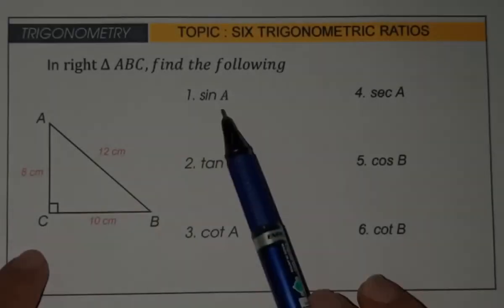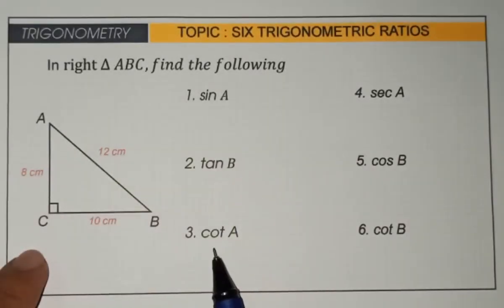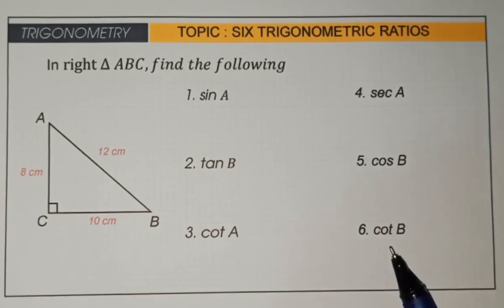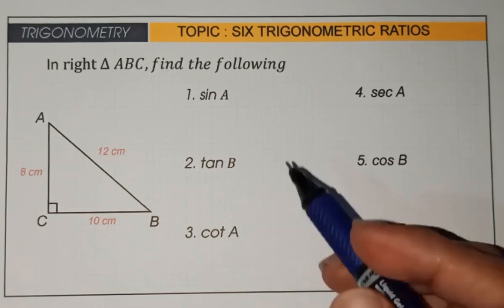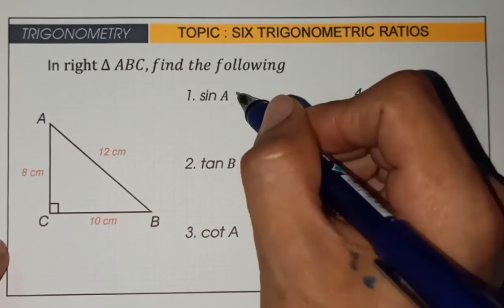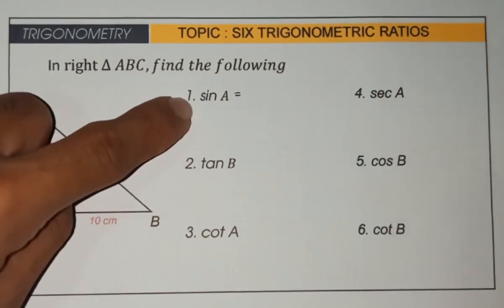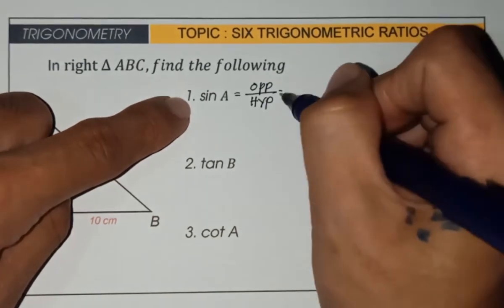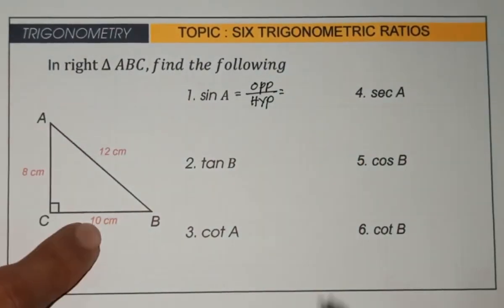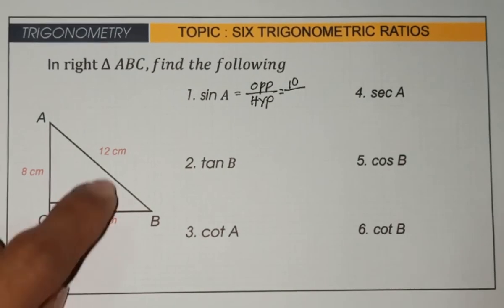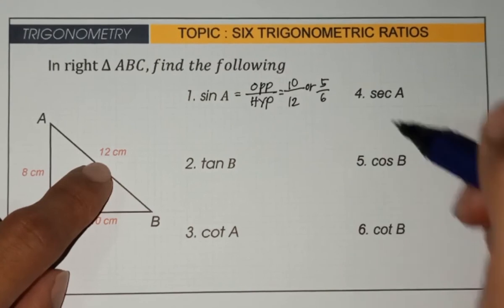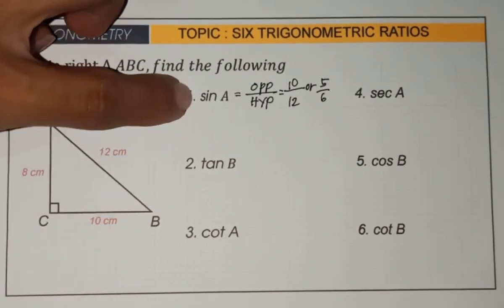We need to find the following: sine A, tangent B, cotangent A, secant A, cosine B, and the cotangent B. Now, sine A has the ratio of opposite over hypotenuse. And for this A, opposite here is 10, and the hypotenuse is 12, or that is simply 5/6. So that is the value of sine A.